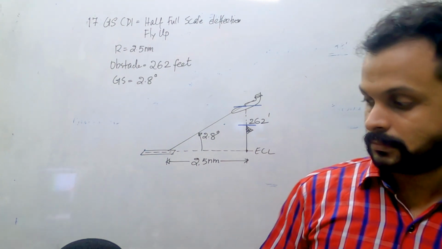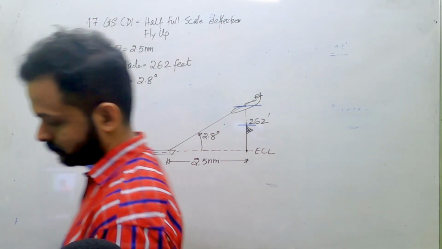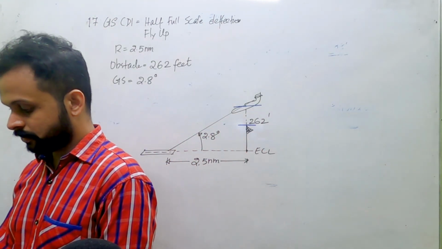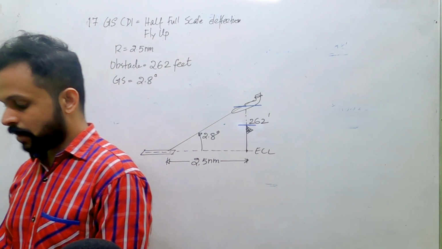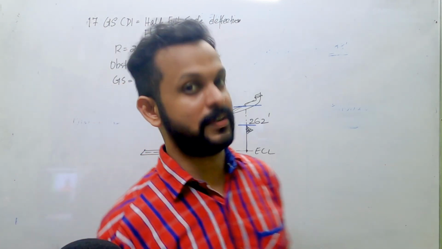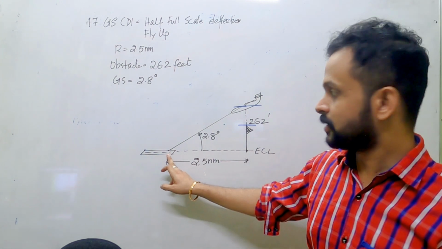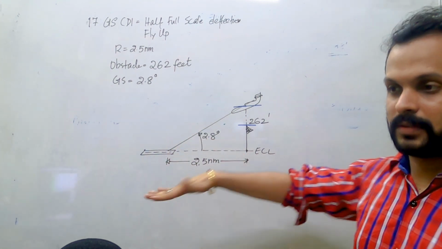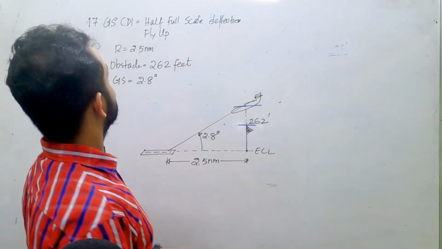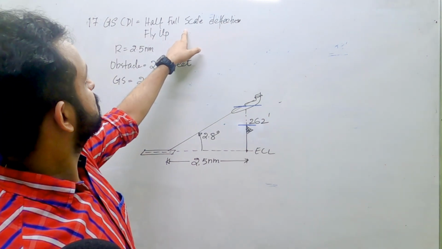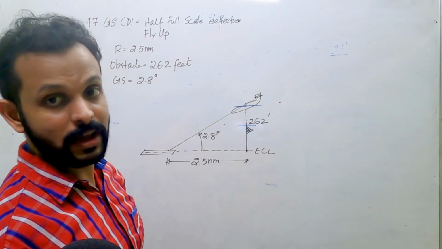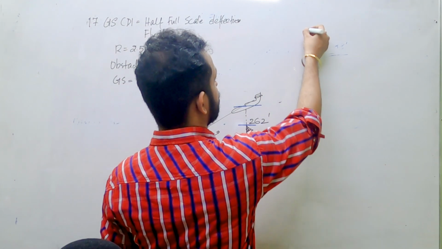Sir, but it says that there is an obstruction 262 feet above the threshold. Yes. Above the threshold means above the threshold level. You cannot have an obstruction on the runway anyway, so it's above that level. Right. So the glide slope CDI is showing half of full scale deflection fly up. Yes. So let's draw the indication here.